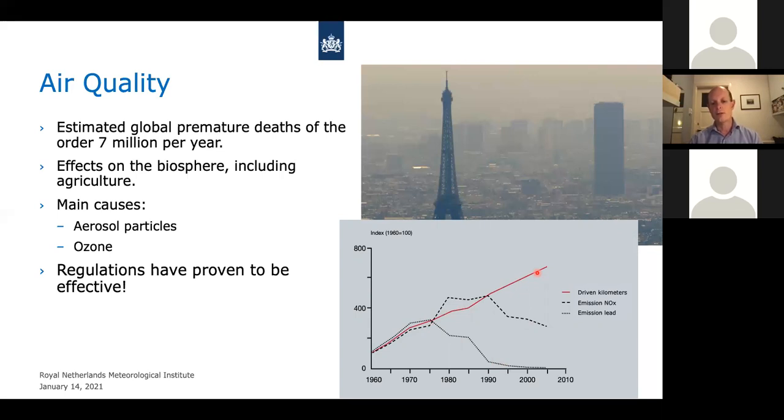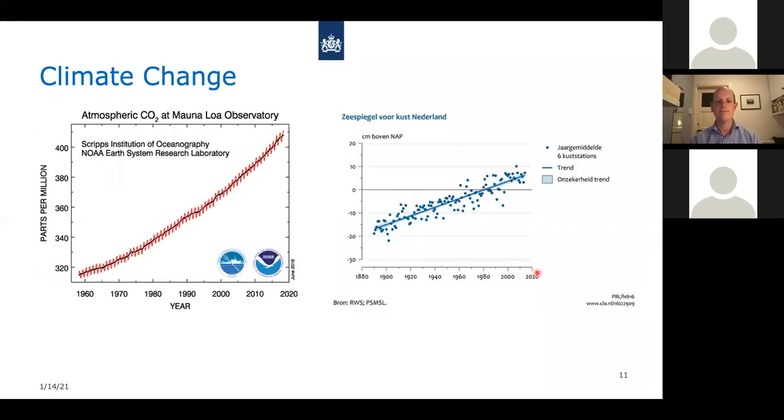But of course, they're not effective enough or strict enough, given the number of premature deaths that we still have. And of course, in certain countries, the air quality is much poorer than what's shown here. For example, if you think about East Asia.